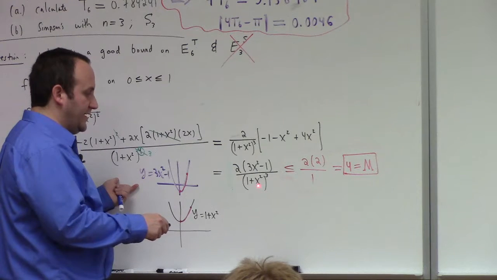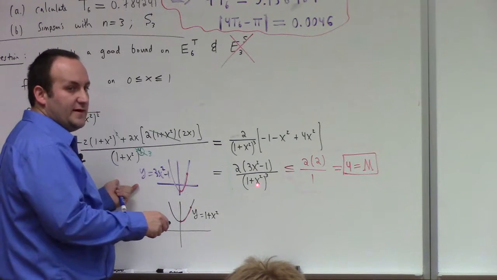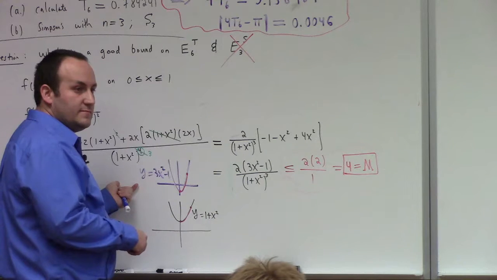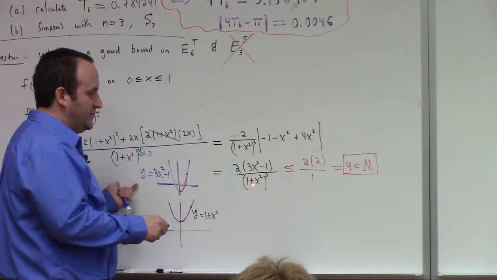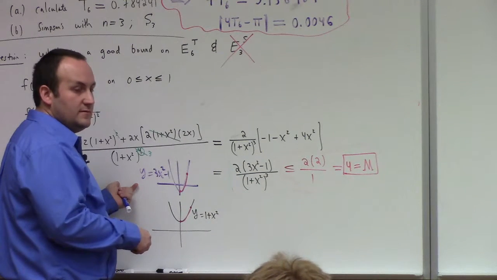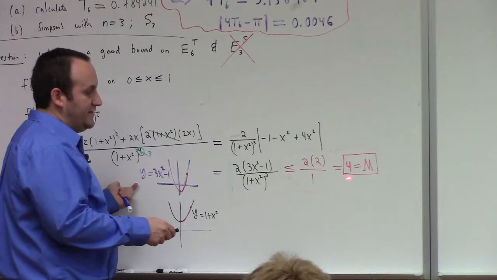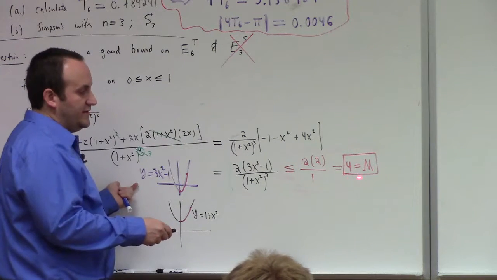The denominator, on the other hand, 1 plus x squared, what's the smallest that can possibly be? 1. Right, so I replace this 1 plus x squared with 1. And there you have it. A bound on the second derivative for this integrand is 4.